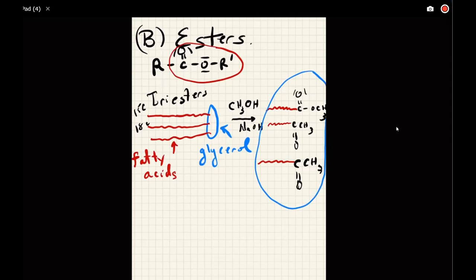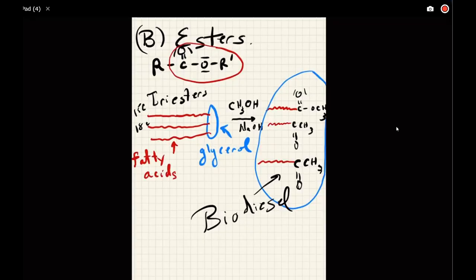So here's three new molecules from this one giant one, the fat. What I show you in the blue is biodiesel. Look at how simple that was. How much does it cost for me to make this biodiesel? To make 1 gallon of biodiesel costs me about 90 cents in ingredients. You know how much diesel fuel costs at the pump? About $3.80 a gallon right now. So I've made a much cheaper fuel.